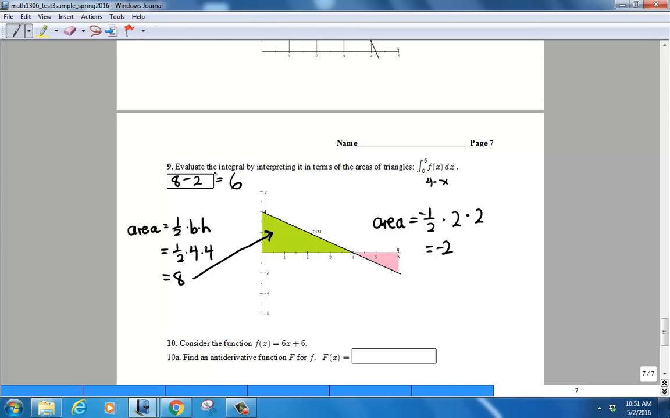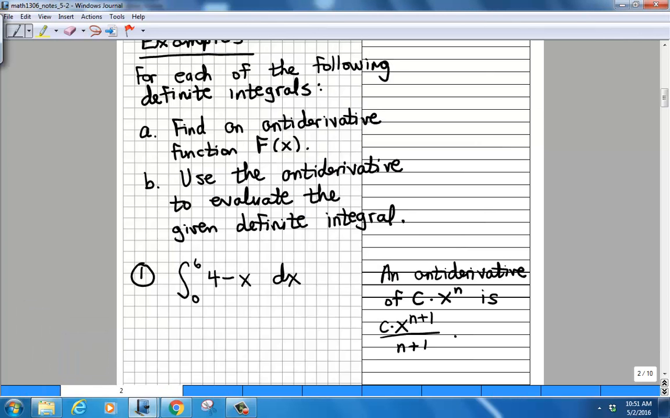All right, so that's really easy. Just using geometry, let's see now if we can do this with the fundamental theorem. What does the fundamental theorem require me to do? I've got to find a function, which I'm going to call capital F, so that when you calculate its rate of change, you get 4 minus x. So we've got to think backwards here. What function, when I find its rate of change, would give me 4 minus x?